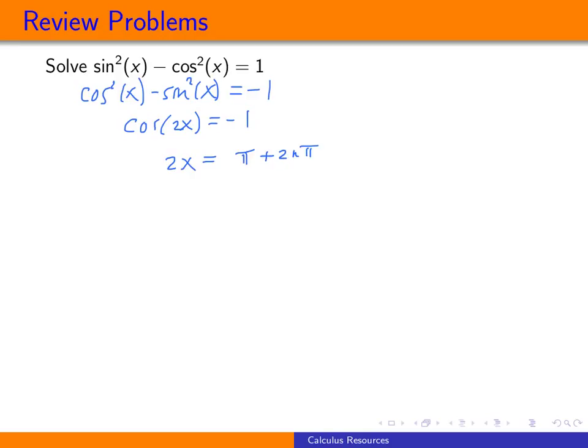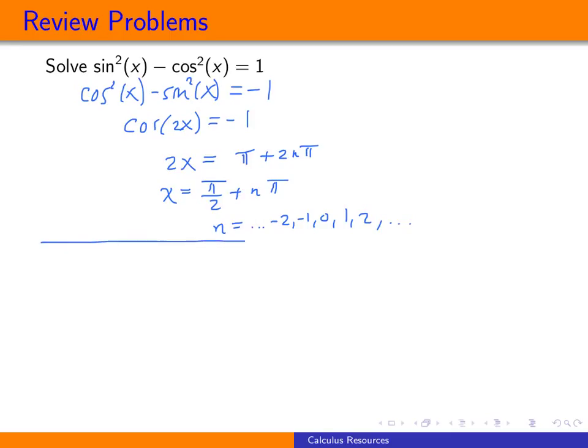Dividing by 2 gives us that x is equal to pi over 2 plus n pi, and here n is any whole number. So we'll say dot dot dot, minus 2, minus 1, 0, 1, 2, and so on.